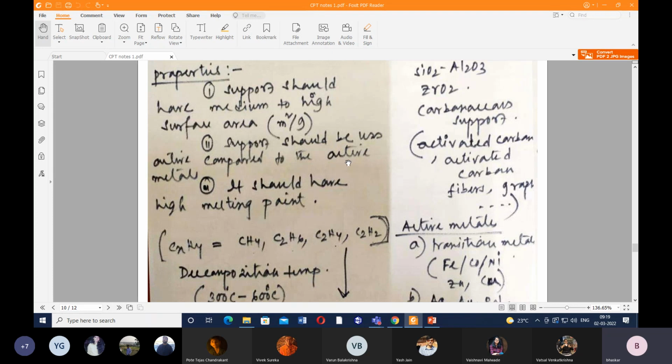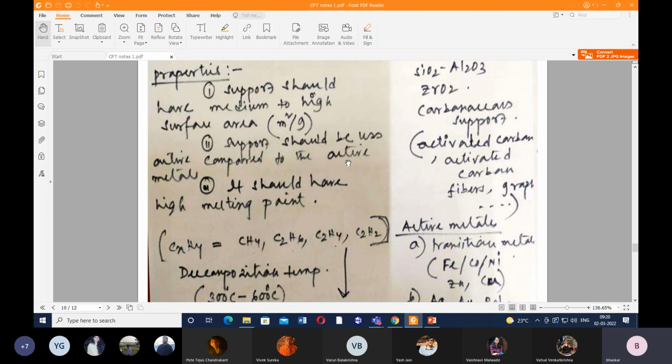And the third important property of a support would be what? The support should have high melting point. High melting point means it should have melting point above 1000 degrees Celsius. Otherwise, if the material has got low melting point, then there will be aggregation. You understand, right? Do you know what is aggregation of particles? It means all the particles will clump together at high temperature and they will form an aggregate.